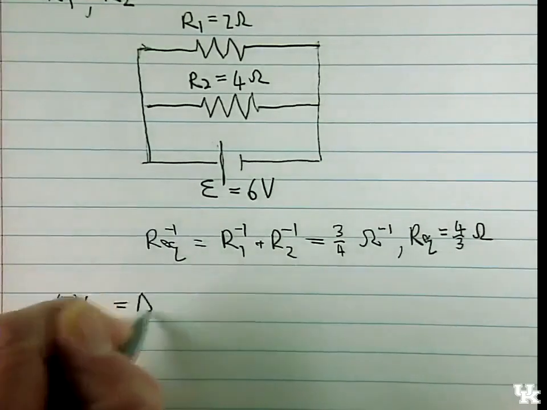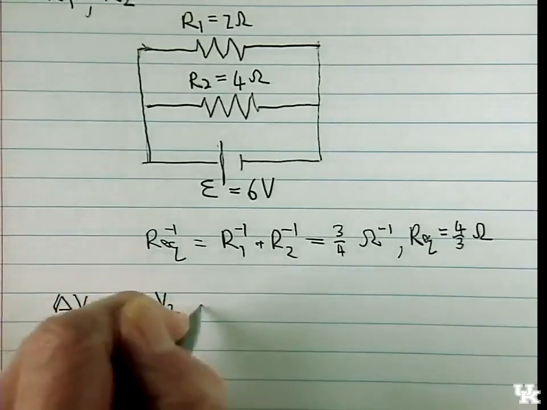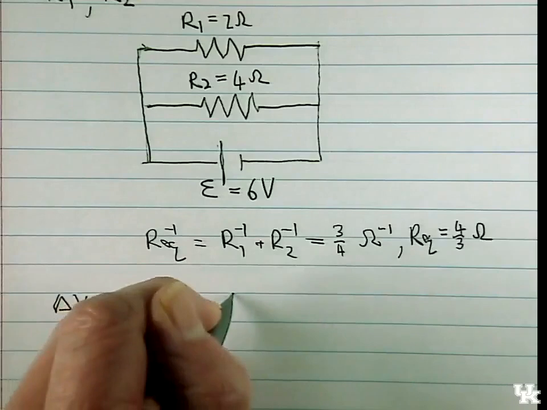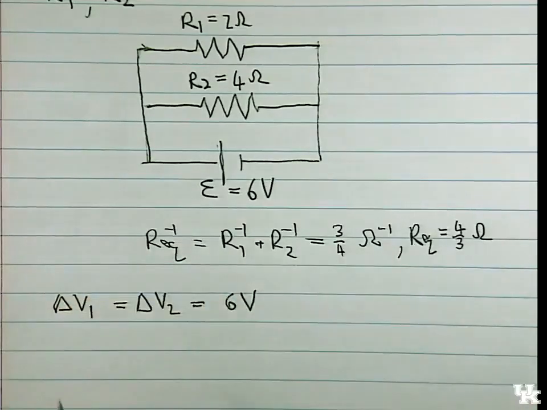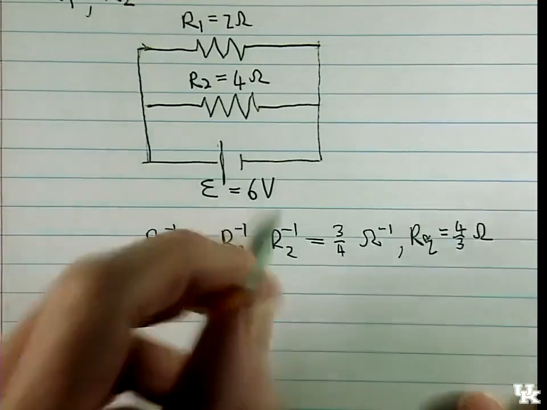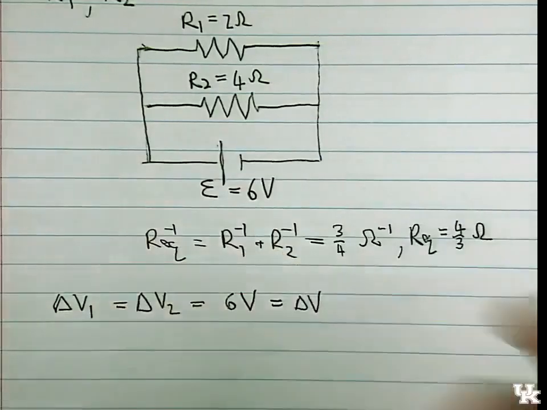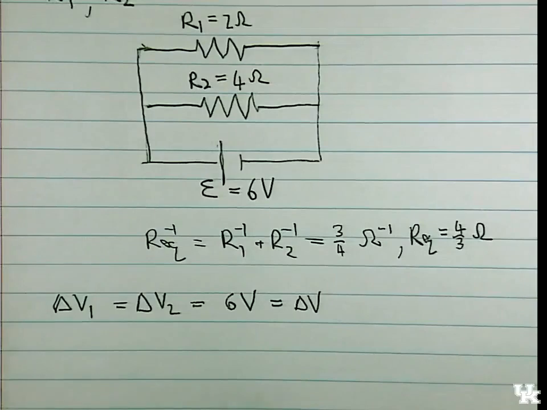So the voltages are really easy in this one. The voltage across resistor number 1 is the same as the voltage across resistor number 2. It's simply the voltage that's supplied by the battery, because they're simply connected to the terminals of the battery by wire. So those two voltages are 6 volts. That's also the voltage across the equivalent resistor. Okay, now we want the current.